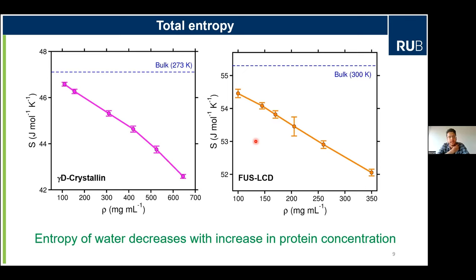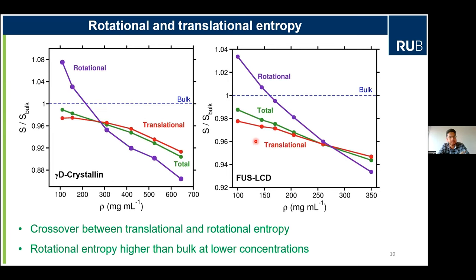But now, as I mentioned, we can plot the translational and rotational entropy separately. So here I have plotted the translational and rotational contributions to entropy, and the values are normalized with respect to their corresponding bulk values at the given temperatures. The interesting thing is that in both cases, for gamma crystalline and FUS-LCD, there is a crossover between the translational and rotational entropies around this region. And interestingly, the rotational entropy is actually becoming greater than bulk entropy at lower concentrations, not the translational entropy. In both cases, rotation becomes greater than the bulk rotational entropy.